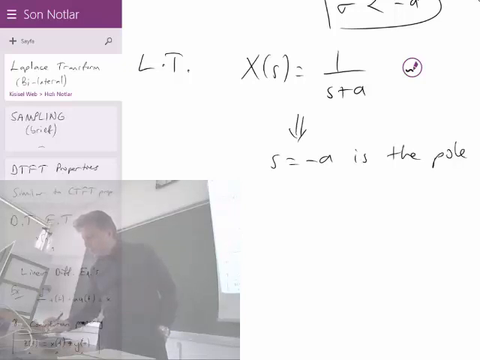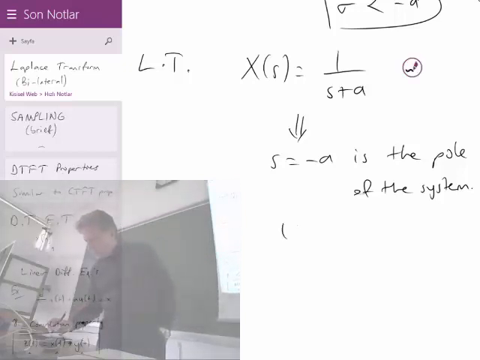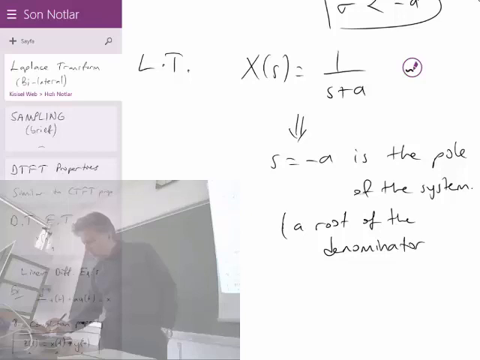It is the pole of the system. A pole is a singularity point where the Laplace transform diverges to infinity. Or you can think of it like this: if it's in the form of a numerator over denominator, it is the 0 of the denominator, the root of the denominator. So s is equal to minus a is a root of the denominator for such rational things.